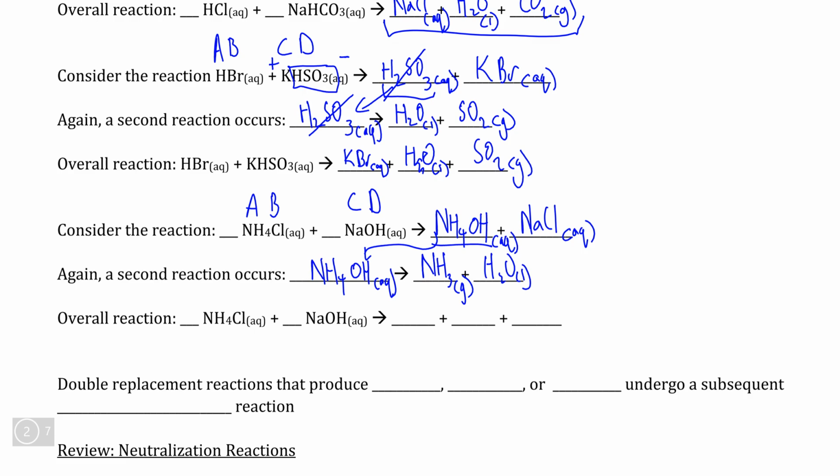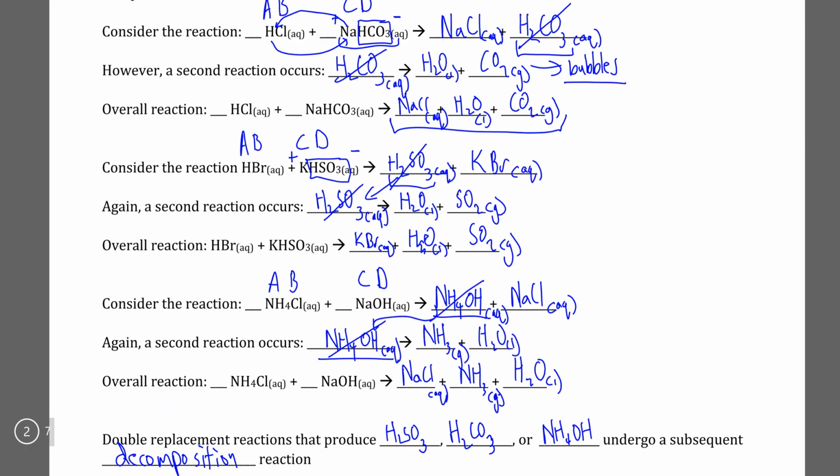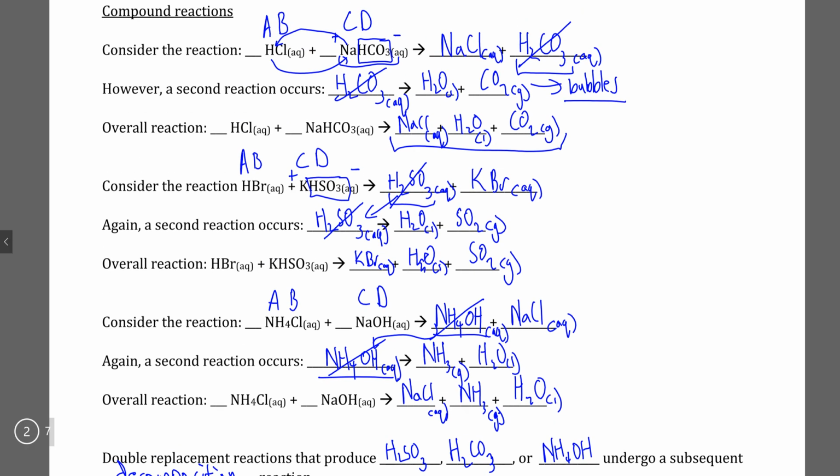And because ammonium hydroxide appears as a product in the first step and a reactant in the next step, we can cancel it from the overall equation and write the products that remain, which would be dissolved NaCl, ammonia gas that is produced when ammonium hydroxide decomposes, and liquid water that remains. So the conclusion that we can reach here is that double replacement reactions that produce sulfurous acid, carbonic acid, or ammonium hydroxide can undergo subsequent decomposition reactions in order to give us at least one gas and water as a waste product. That concludes our videos involving the twist in double displacement reactions.